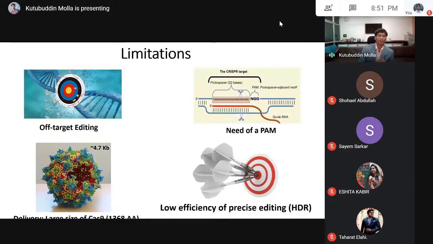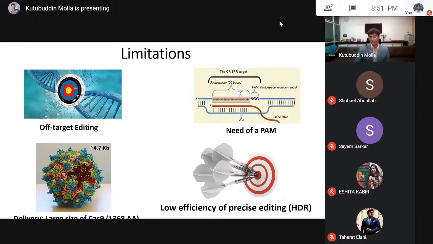Okay, this is simple. But it has a limitation because it has a packing limit of 4.7 kb, and I told you Cas9 itself is 4.1 kb, and then you have a promoter, and then you have the guide RNA sequence and all the other stuff. So it is very difficult to pack the whole thing into an AAV vector. That's a limitation. Another is that it has a low efficiency of precise editing.